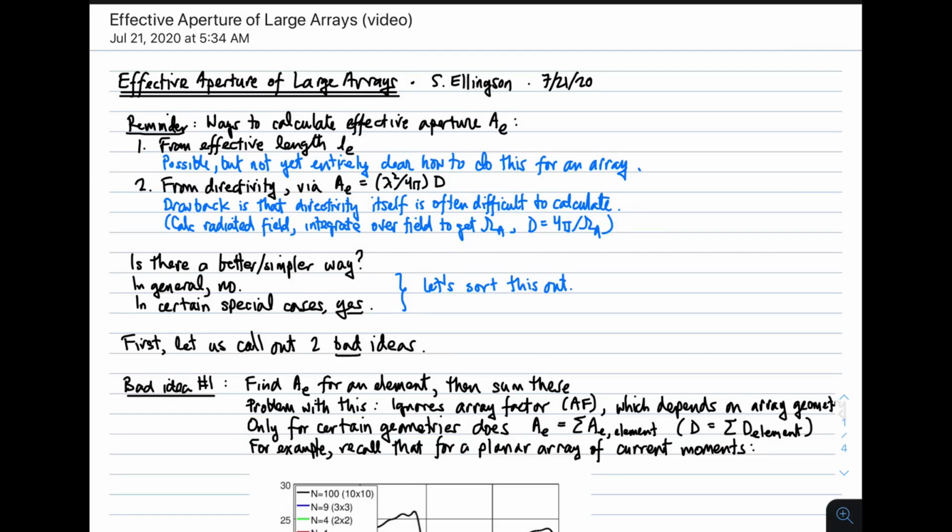Hi, welcome to a lecture on the effective aperture of large arrays. So first let me remind you where we're at.